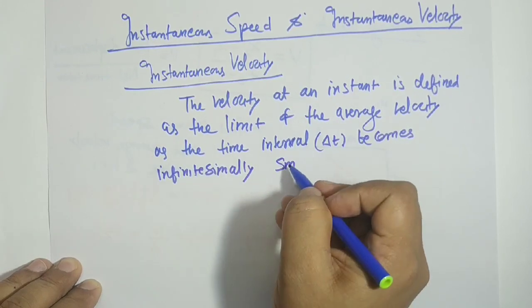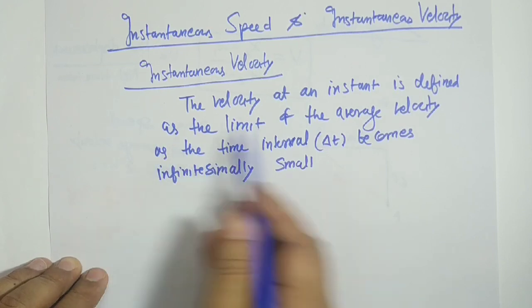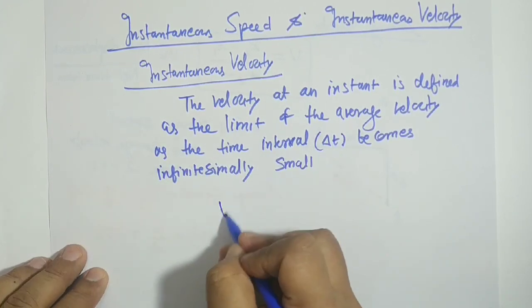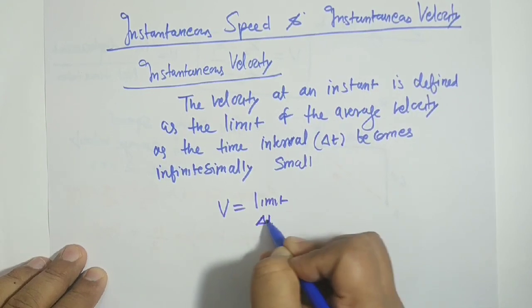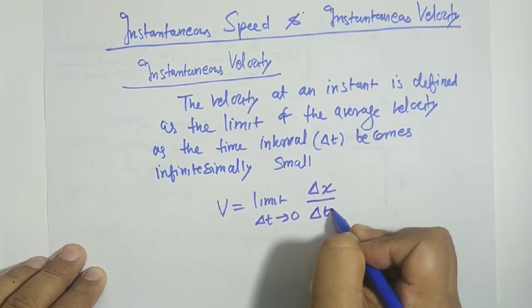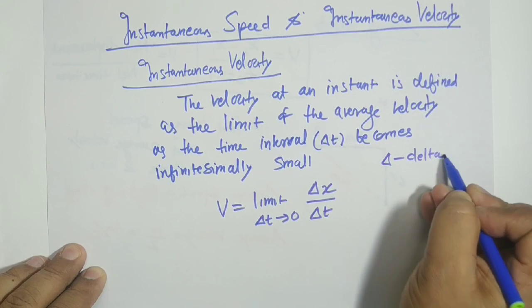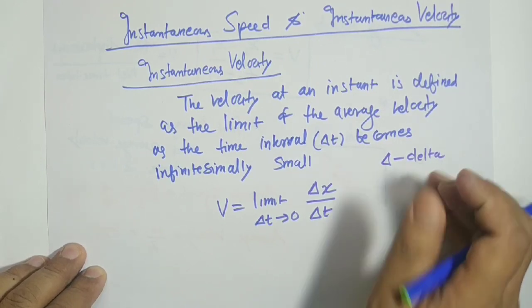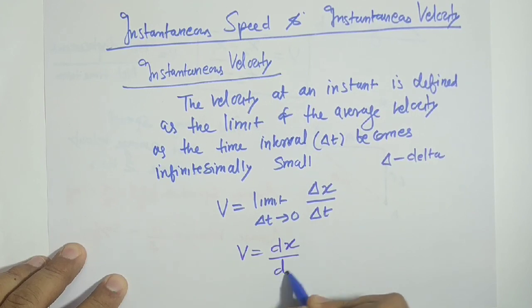That is known as what? Instantaneous velocity. So see the definition at an instant. If I ask you velocity, limit delta t tends to 0, del x by del t. I know all of you know del x, delta is a small term. It is a Greek word for small values. So this velocity is further written as dx by dt.